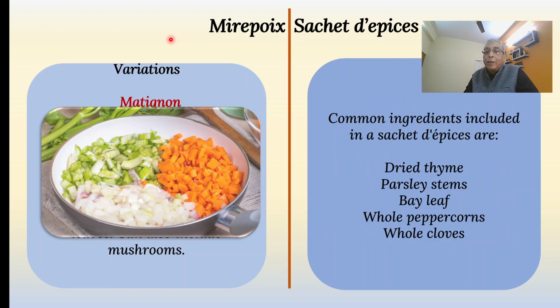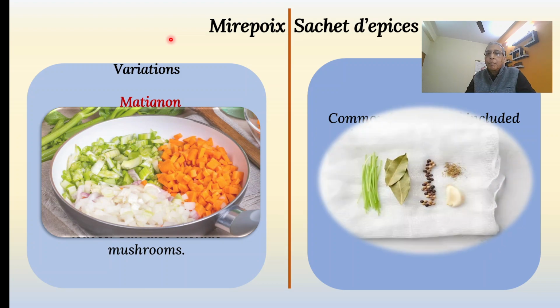Common ingredients included in a sachet d'épices are dried thyme, parsley stems, and bay leaf. Remember, parsley stems are used for this sachet, not the leaves. Whole peppercorn and whole cloves. That is the combination of sachet d'épices. And it looks like this. There is a cheesecloth and we have all these ingredients in there. It is tied up and then dipped into the product while cooking, to take out the flavor into the liquid.